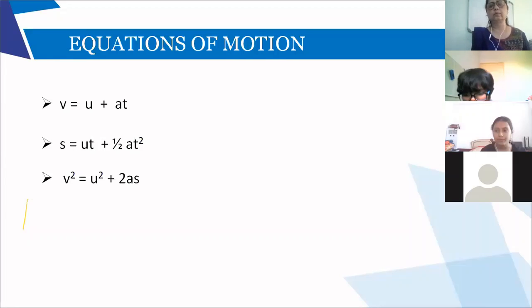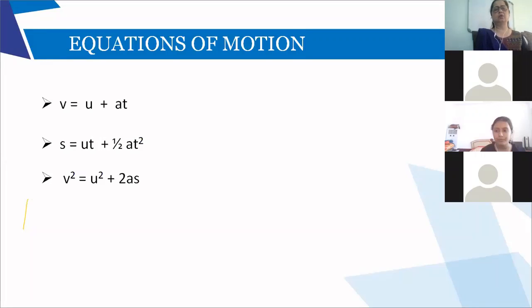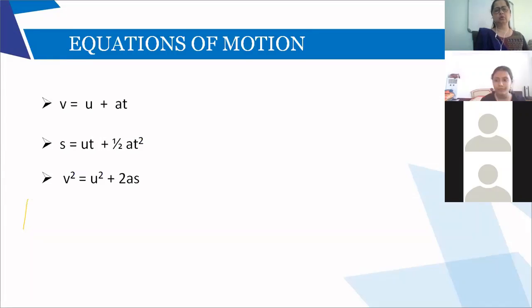Just like U is initial velocity, I told you U is initial velocity. A is acceleration, T is time. Just now I said, A is acceleration, AT means acceleration multiplied by time. Now, just like you use your formulas, you're going to use these equations of motion. But first, let us see how to derive. I will show you the derivations. The derivation is there in the book. So, using a graph, we are going to derive.